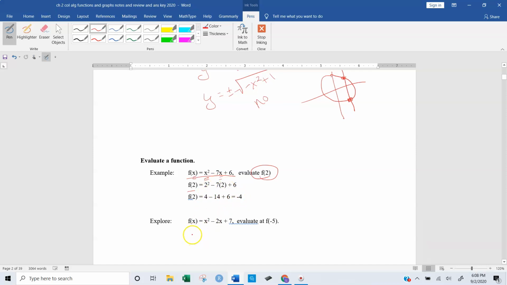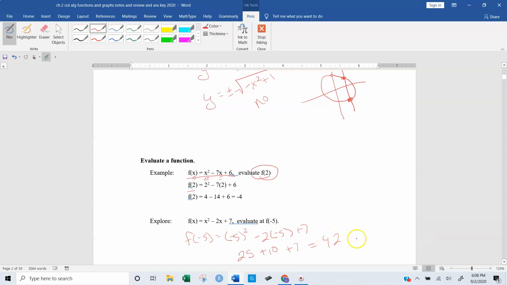Your turn. All right, so you're finding f of -5, which means you took -5 and you squared it. I hope you remembered your parentheses. Minus 2 times -5 plus 7. So you have 25 positive plus 10 plus 7, which is equal to 42. I hope you did a good job, and you're doing all the things you need to.